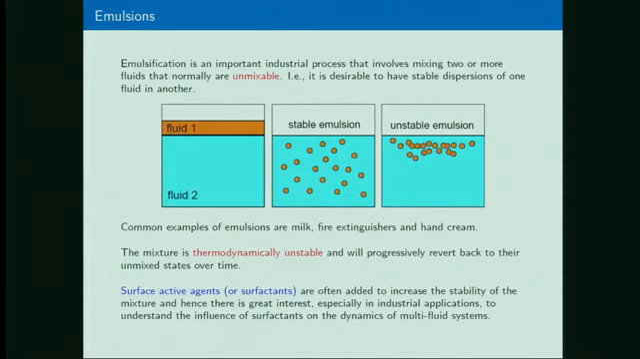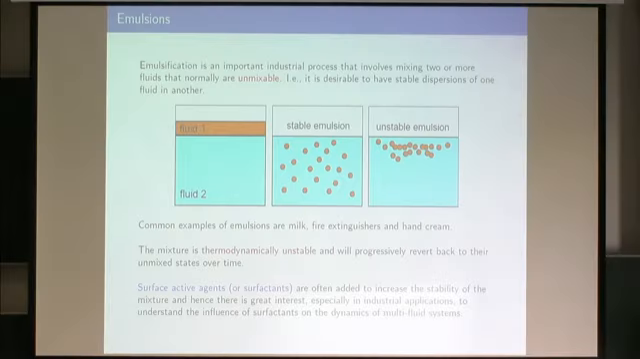Common examples are milk, fire extinguishers, hand cream, butter. The mixture itself is thermodynamically unstable and will progressively revert back to its unmixed state over time. So in the interest of prolonging the lives of these products, surface active agents, or surfactants, are normally added to increase the stability of the mixture. And so there is great interest in understanding how surfactants influence the dynamics of a multi-fluid system.